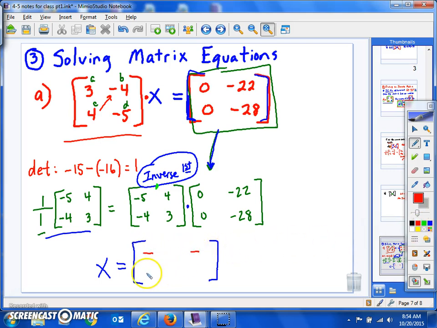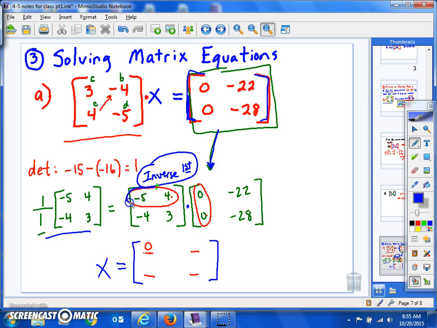This is one of the reasons why we did yesterday's lesson. Okay, so I want to find this element that's here in row 1, column 1. So remember, it's always a row from the left matrix times a column from the right. And if you do -5 times 0, that's 0, plus 4 times 0, still 0. So this element in row 1, column 1 is 0. Okay, row 1, column 2.